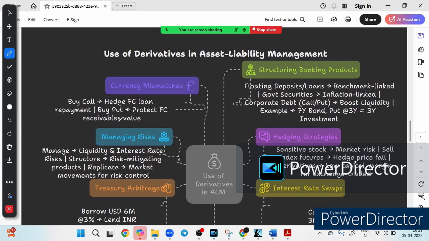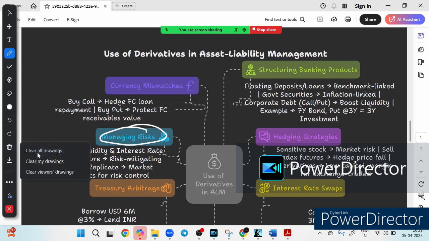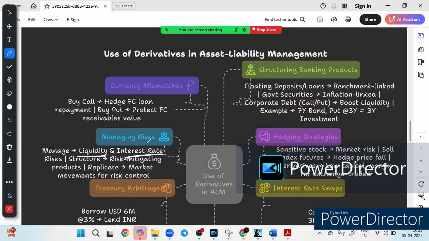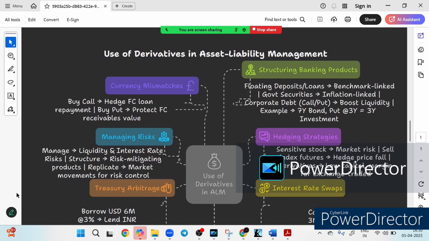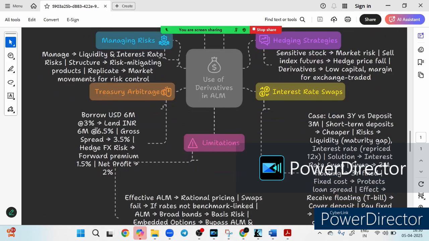Now the question is managing the risk. You see, bank use derivative to control liquidity and interest rate risk, both of them, either liquidity risk or interest rate risk. Bank can use derivative. A structured risk mitigating product replicate market movement for better risk control. Right, now there is something called treasury arbitrage. Do you know about this treasury arbitrage? You see here, treasury arbitrage, what it is.